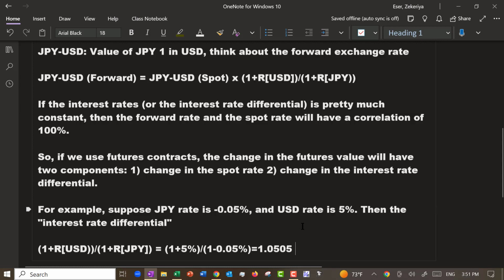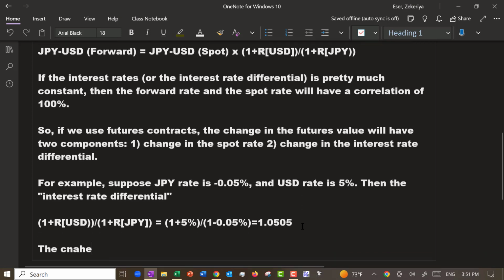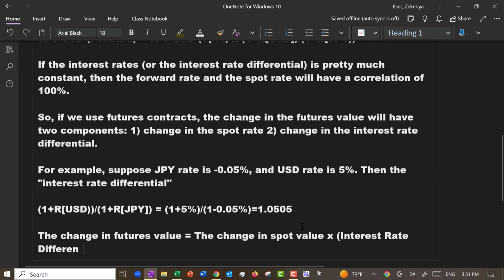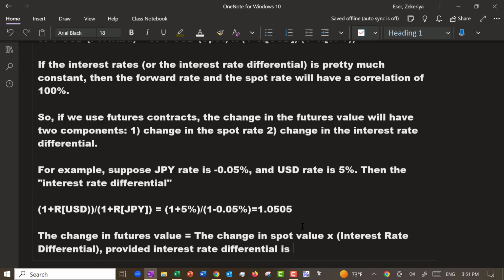So if interest rates do remain constant, the change in the futures value is going to be the change in spot value times interest rate differential, provided interest rate differential is constant.